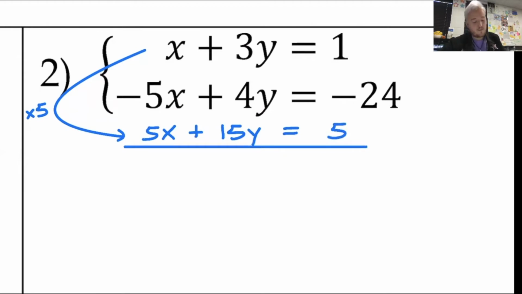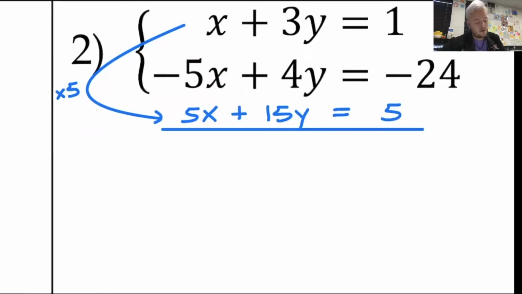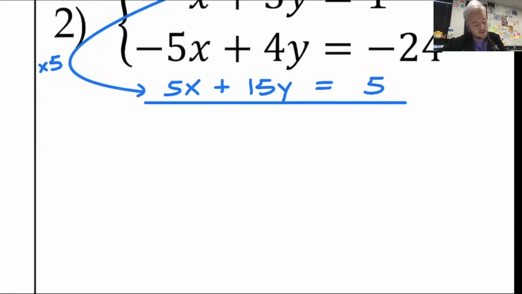So now once I multiply by 5, now right here, my x values, now I have a zero pair. Now I can do elimination. So to start off, -5x plus 5x gives you 0x. And then 4y plus 15y gives you 19y. The -24 plus 5 gives you -19.